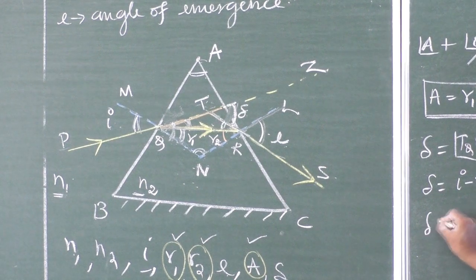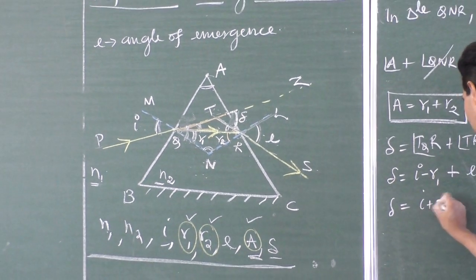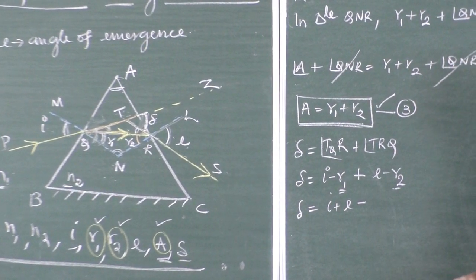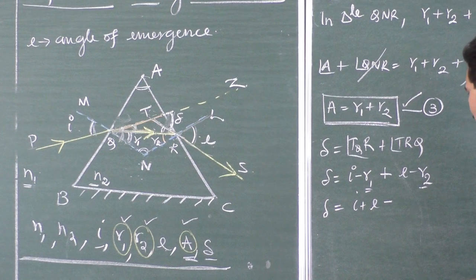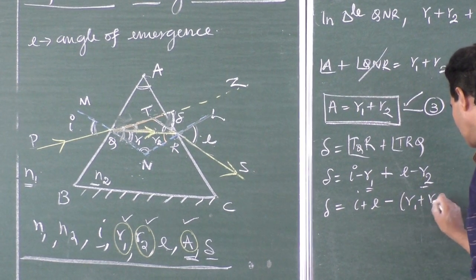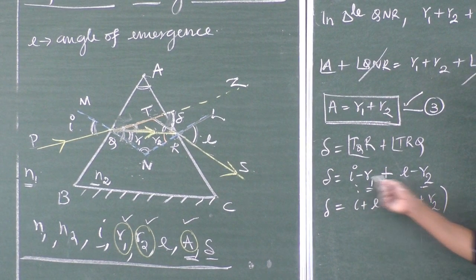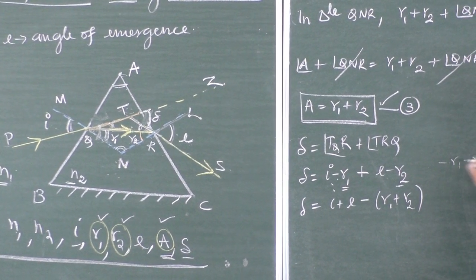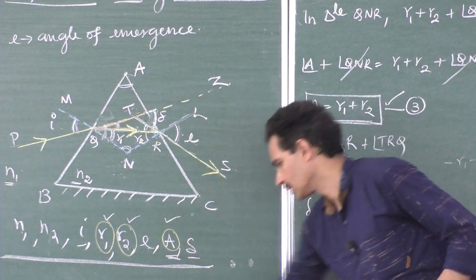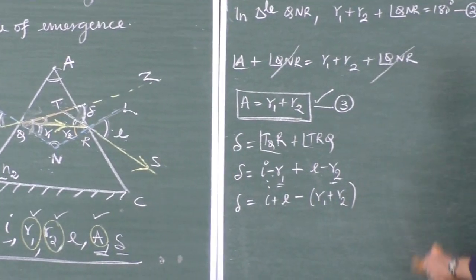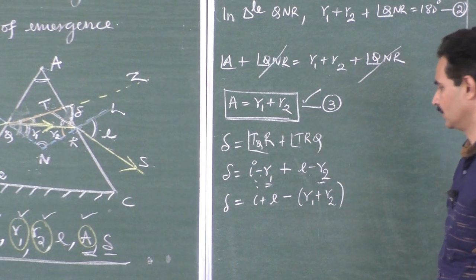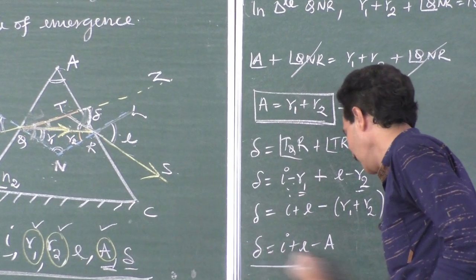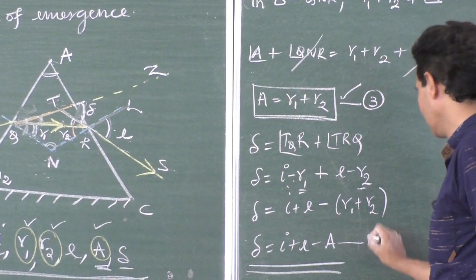What is delta? It is equal to I plus E minus, I will club this because already I have an equation which is R1 plus R2 equal to A. So I plus E minus of R1 plus R2. Is it okay? I will skip one step. I plus E minus R1 minus R2. Can I write minus R1 minus R2 as minus of R1 plus R2? Because I know what R1 plus R2 is: A. So what is delta? I plus E minus A. So very simple, right?